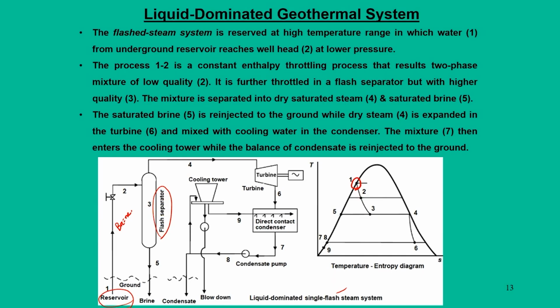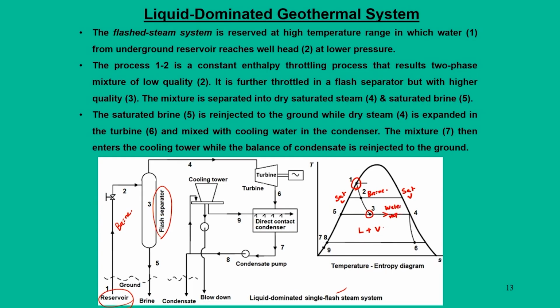Now, from 2 to 3 there is a flash separator. Basically, that separator takes out whatever vapor is in this brine, and the liquid part it sends back. So, that is the job of the flash separator. At point 3, we are somewhere in the liquid vapor region. So, this is saturated liquid, this is saturated vapor and this is the liquid vapor region. Initially we have this brine that comes, and on this side we have only water vapor.